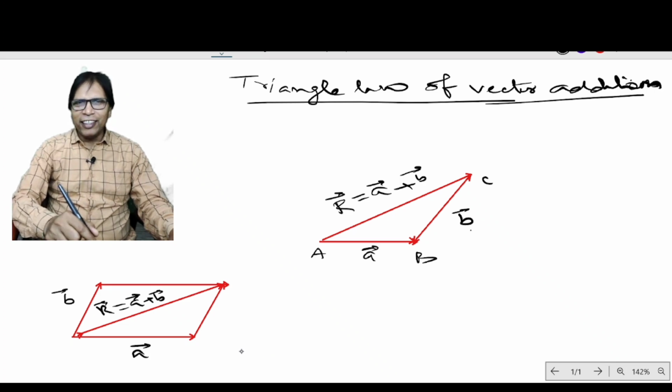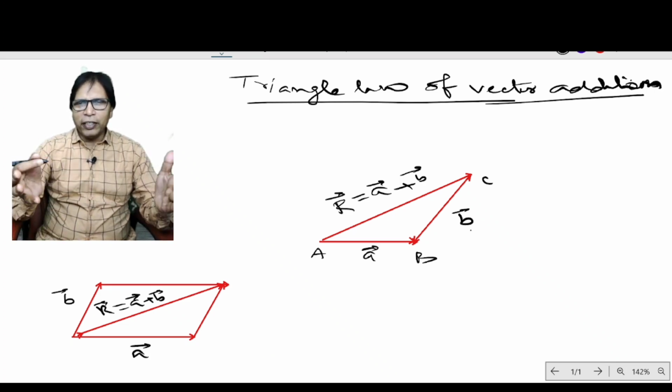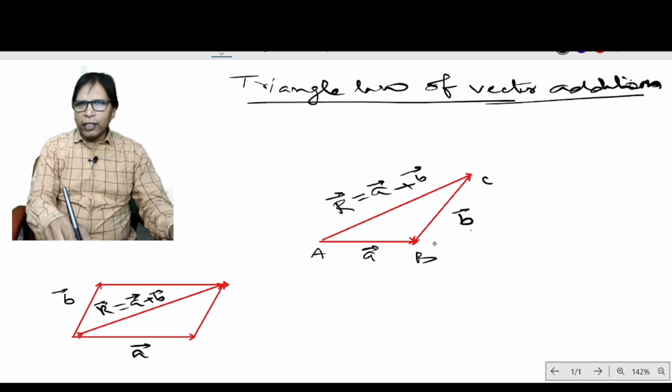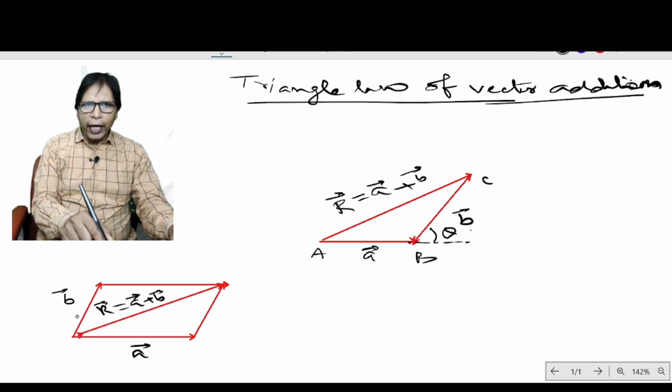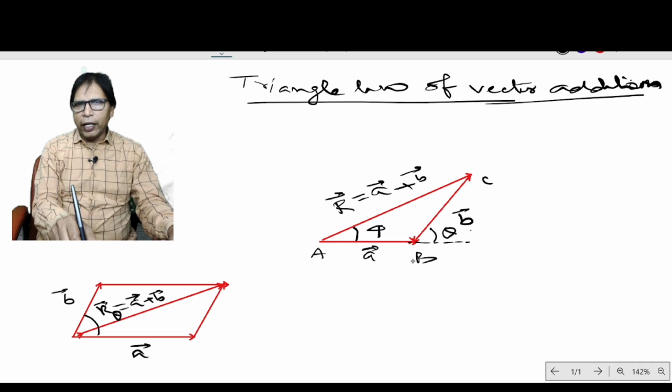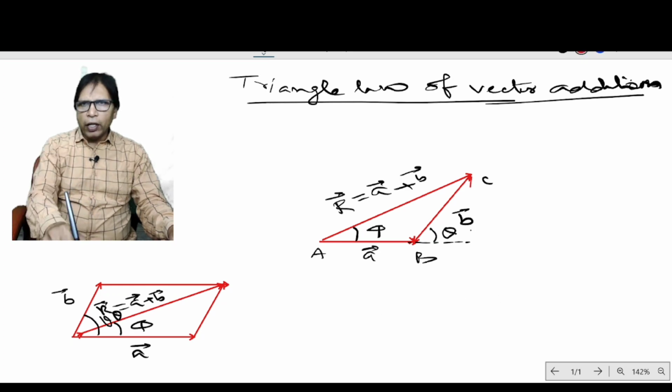Understood? Now we have to calculate the magnitude and direction of the R vector in terms of the magnitude of the A vector, the magnitude of the B vector, and the angle between the two vectors. This is the angle between the two vectors. We also calculate the angle the R vector makes with the A vector. This angle is theta.